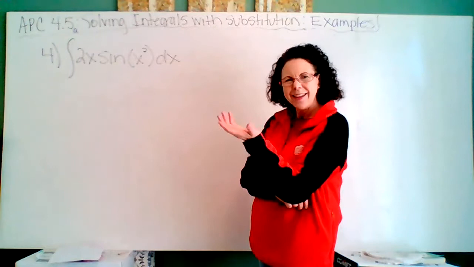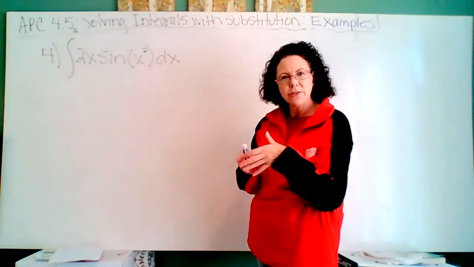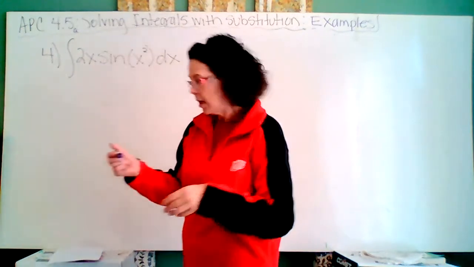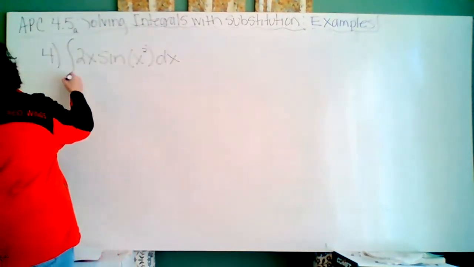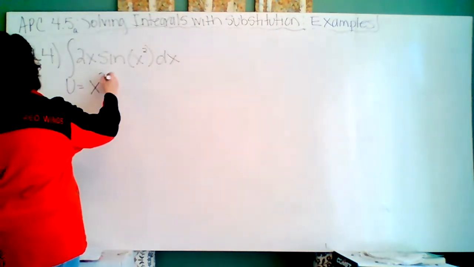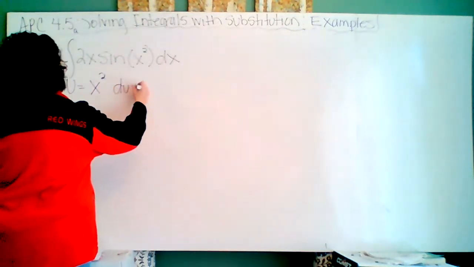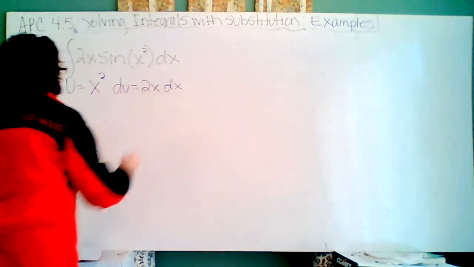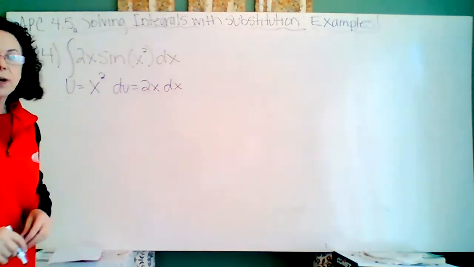So I think maybe I should go a little smaller. Is there an inside function? Yes, the x squared. Let's go a little smaller. Let's make our u x squared. It is an inside function. My du then is 2x dx. Okay, that's much better. I see the 2x right here.